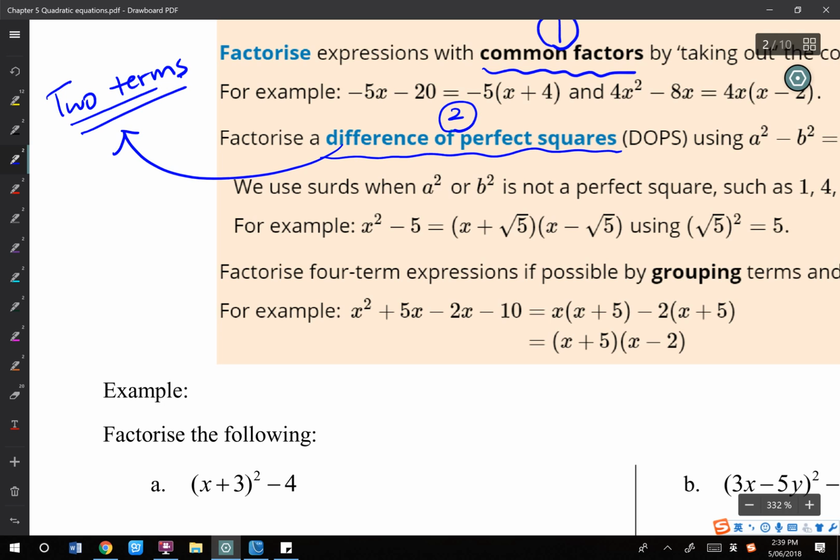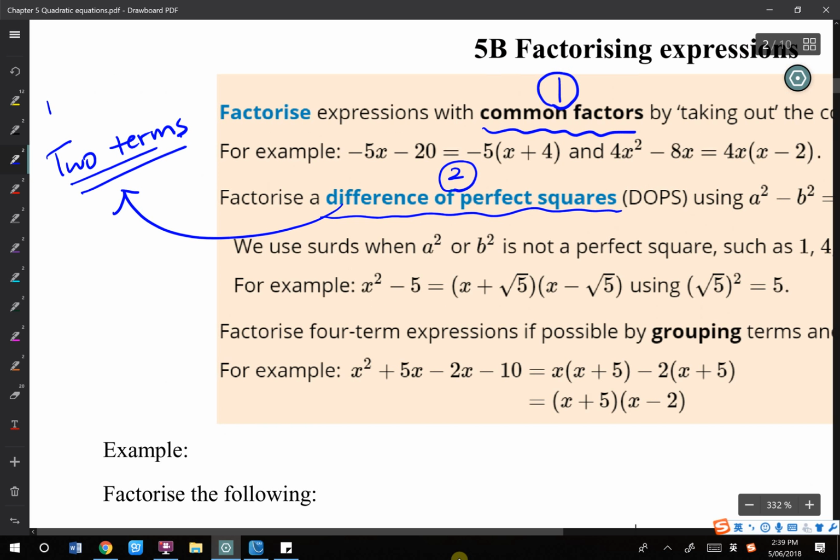There must be only two terms. Okay? So if you have three terms, how can you use difference of perfect square? That doesn't work. Okay, so that's two terms. Something squared minus something squared. And also you need a minus.